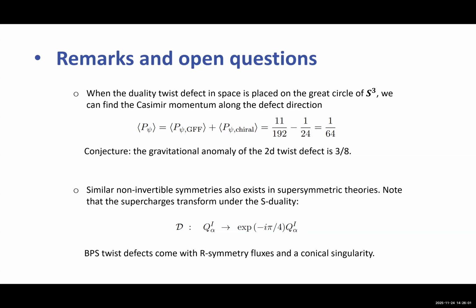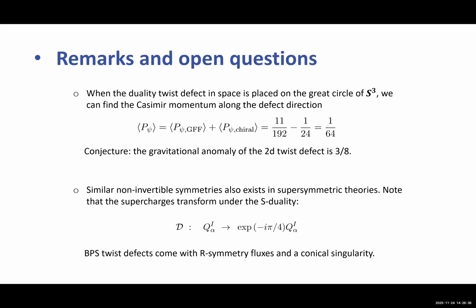We come up with this proposal that maybe one possible way is to place this twist defect on a compact space, which is S3, placing the twist defect along a great circle of S3. In that case, you can calculate the Casimir momentum induced by the presence of the twist defect, which equals 1/16. Sorry, 1/16 (4). And we conjecture, the proof is still in the works, that this quantity measures the gravitational anomaly, the chiral anomaly of the twist defect, which equals 3/8.